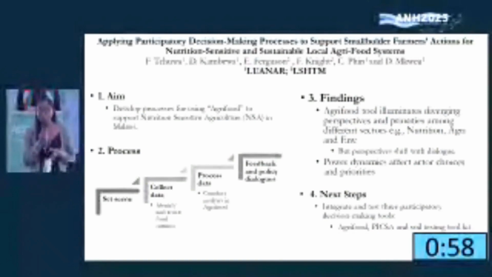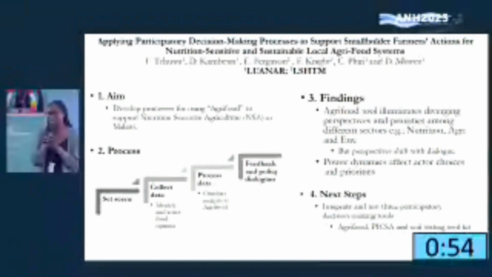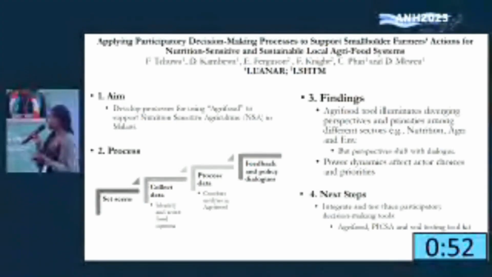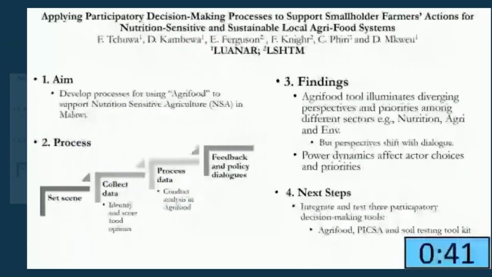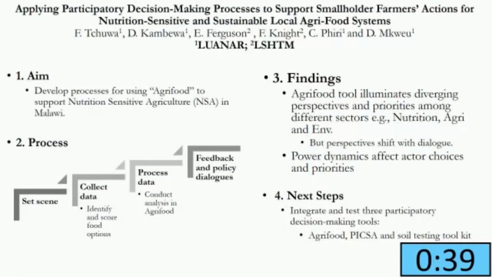As you already know, food systems comprise multiple stakeholders from different sectors. And our poster here is about a participatory process that was developed to implement the Agri-Food Tool, which is a tool for engaging stakeholders in food systems when making decisions on what foods to promote in a specific context in order to achieve nutritious, sustainable, as well as ecologically sensible agriculture.